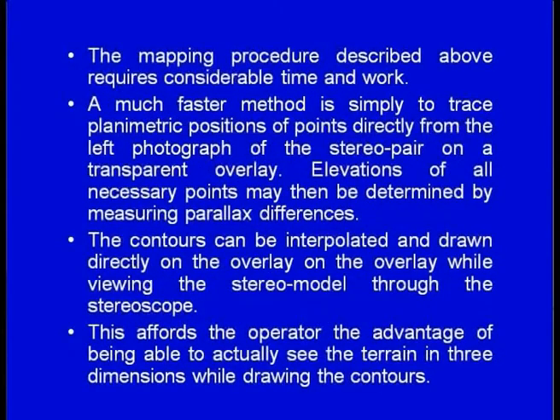The mapping procedure described above requires considerable time and work. A much faster method is simply to trace planimetric positions of points directly from the left photograph of the stereo pair on a transparent overlay. Elevations of all necessary points may then be determined by measuring parallax differences. The contours can be interpolated and drawn directly on the overlay while viewing the stereo model through the stereoscope. This affords the operator the advantage of being able to actually see the terrain in 3 dimensions while drawing the contours.